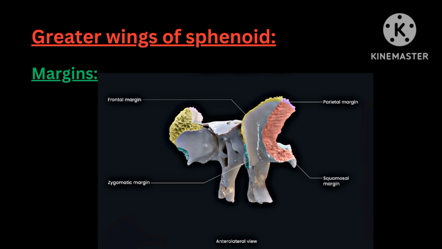Besides the mentioned surfaces, the greater wings have 4 margins. Zygomatic margin, border that articulates with the zygomatic bone. Frontal margin, border that articulates with the frontal bone. Parietal margin, border that connects with the parietal bone. Squamosal margin, border that connects with the temporal bone.